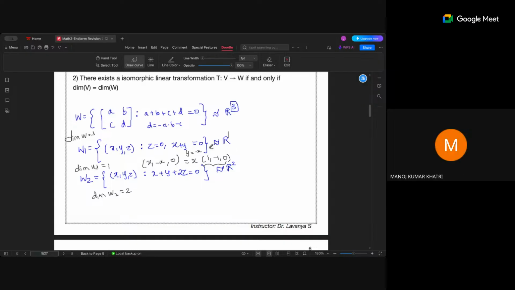And ma'am, W2? See, what does the equation ax plus by plus cz equal to 0 represent? This always represents a plane passing through the origin in R3. So this means that it has dimension 2. For any plane passing through the origin, the dimension is 2. Okay. Thank you, ma'am.